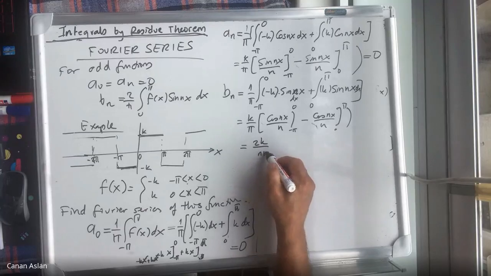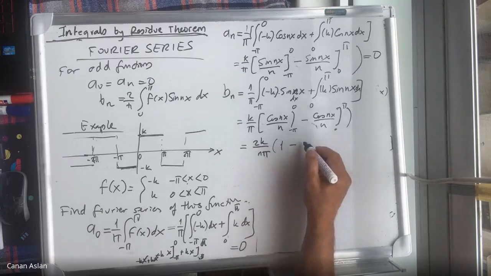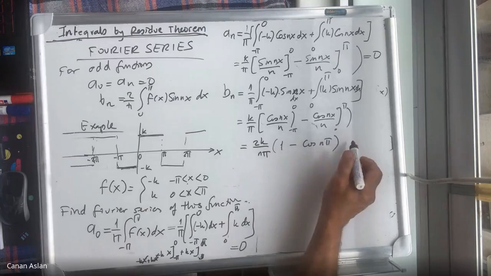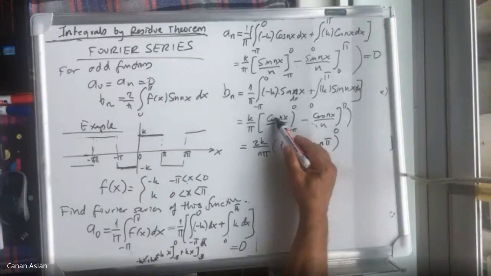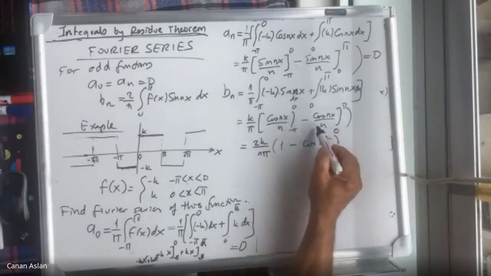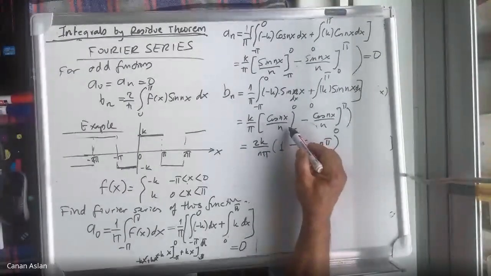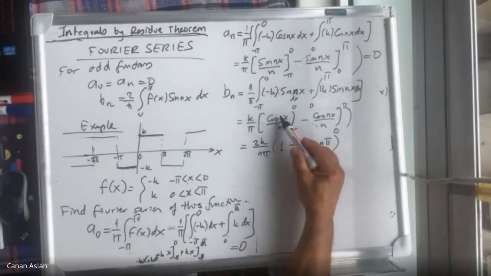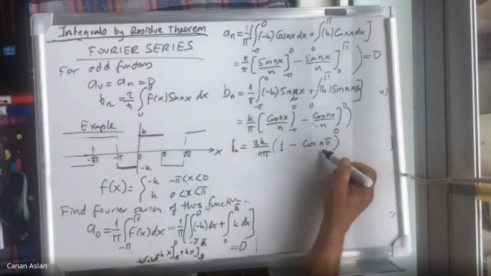2k over n pi, times 1 minus cosine n pi. This is what we get. When we use the lower limit here and upper limit there, we get 1, and then because there are two of them, it's 2. The 2 is coming from there. And then the lower limits will have cosine n pi, but cosine minus n pi and cosine n pi are exactly the same, because cosine is an even function. Then we get this result. So Bn is given by this result.